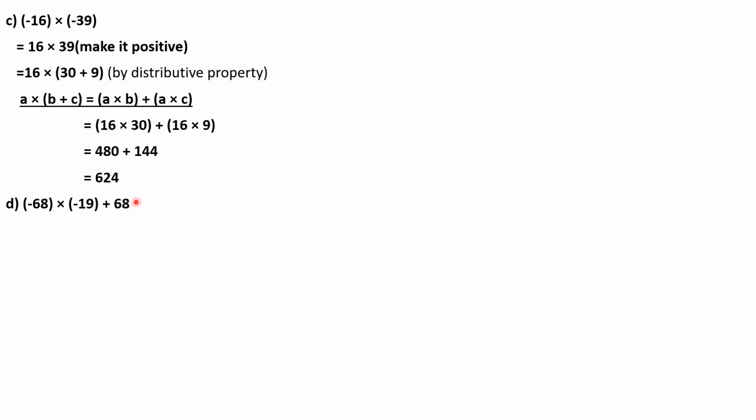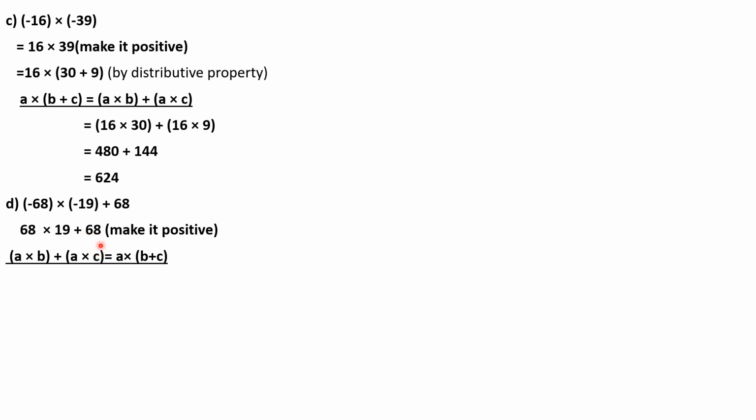So in order to get the C, first let me make these two negatives to positive in order to avoid any confusion. So minus 68 into minus 19 can be written as 68 into 19 plus 68. Now C is not given. You are able to see A into B plus A.